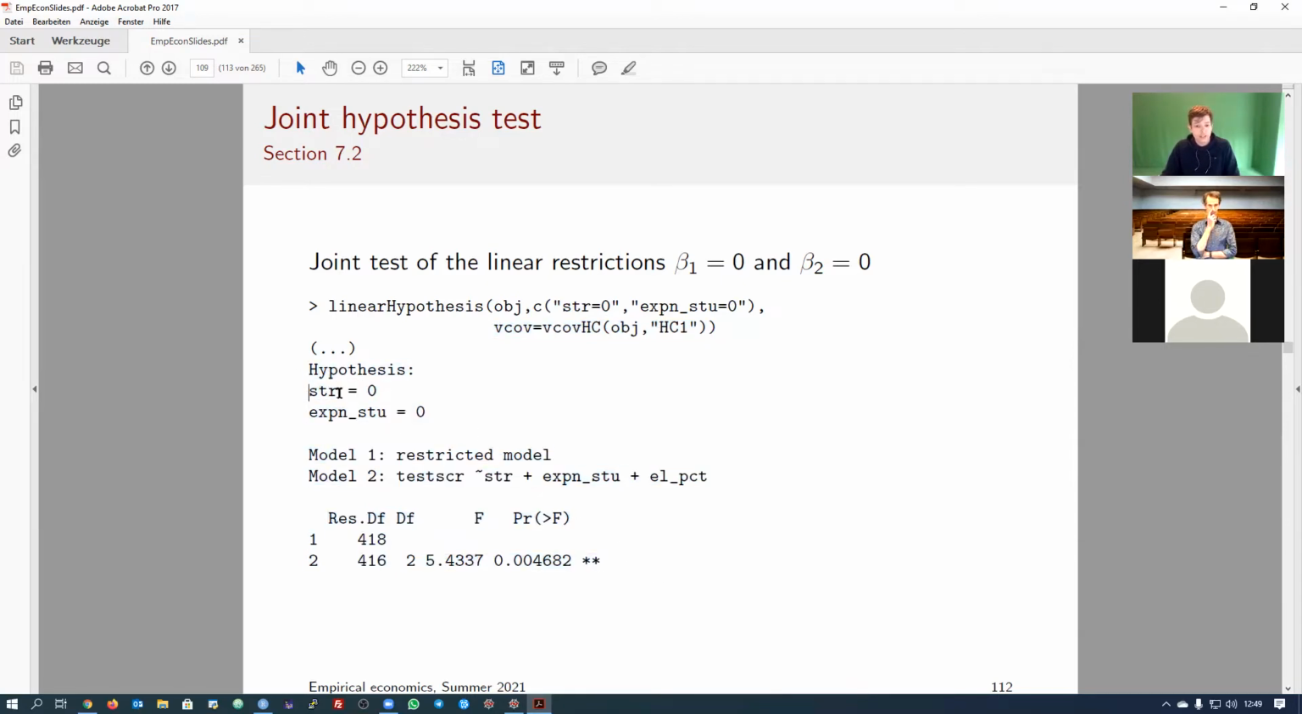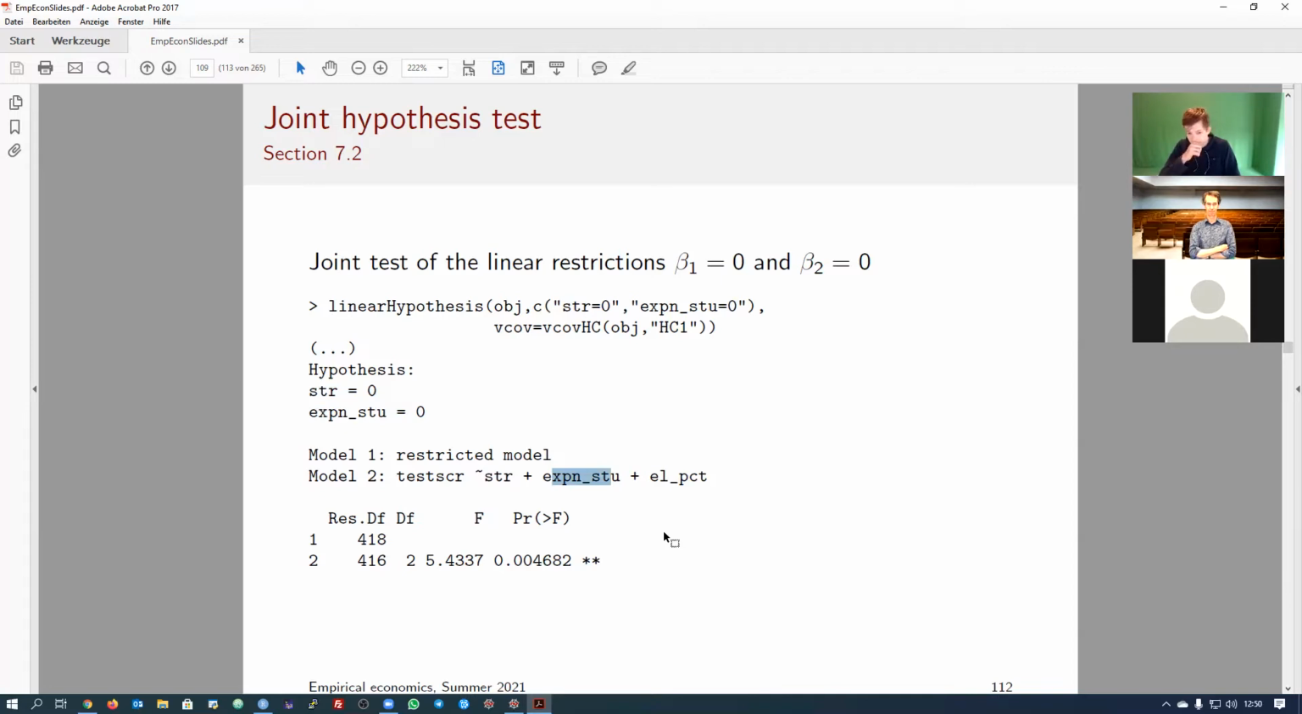First, R states again the hypotheses that we want to test. In this case, STR is 0 and expenditure per student is 0. And then it tells us both models. The first one is the restricted model, so the model in which these hypotheses are true. So STR is equal to 0 and expenditure per student is equal to 0. So in this case, a model where we just leave out these two variables. And the second model is the model that we have in our object, the full model that included student-teacher ratio and expenditure per student.